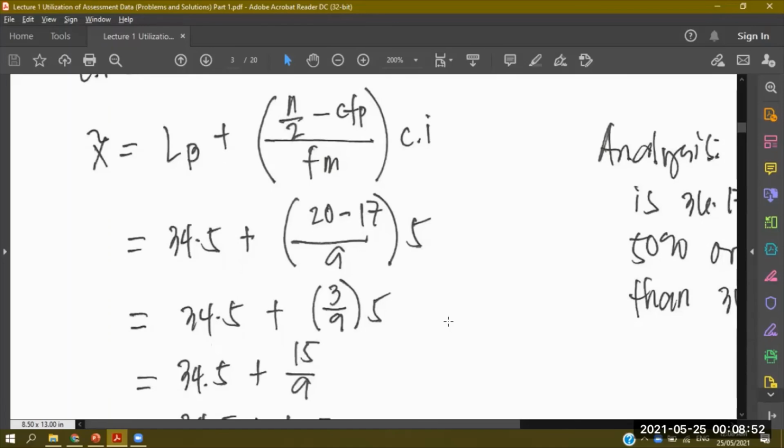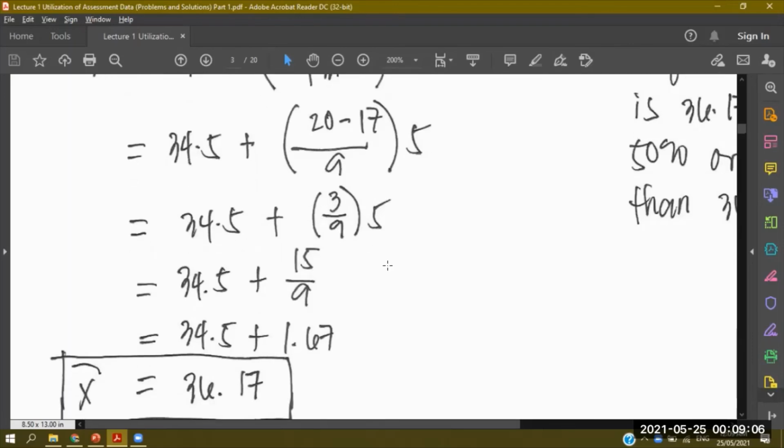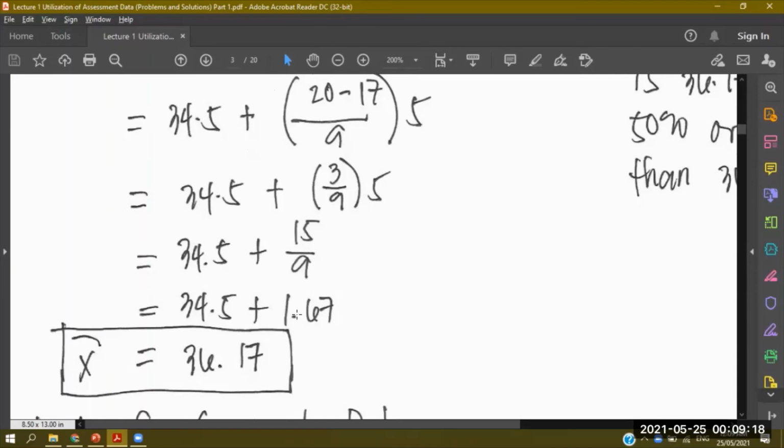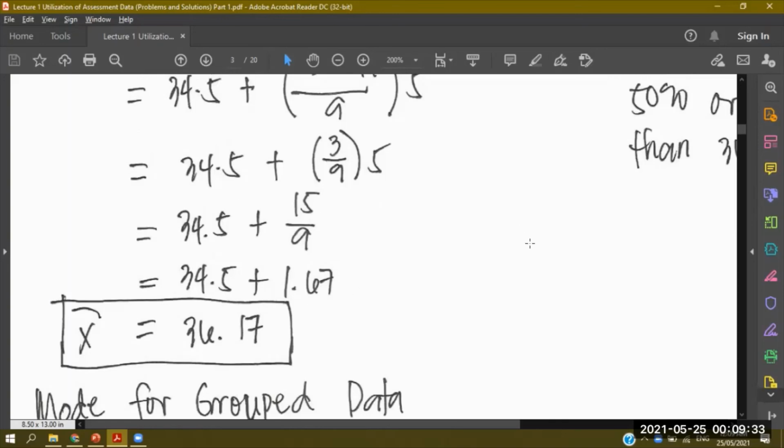Okay. So for solving this, we first solve what is inside the parentheses. So we have 20 minus 17, you have 3 over 9. Right after that, we multiply, so you have to get 3 divided by 9 times 5. So you get 15 over 9. Some will get a decimal here, which is equivalent to 1.67. So you will get 34.5 plus 1.67, you will get 36.17.